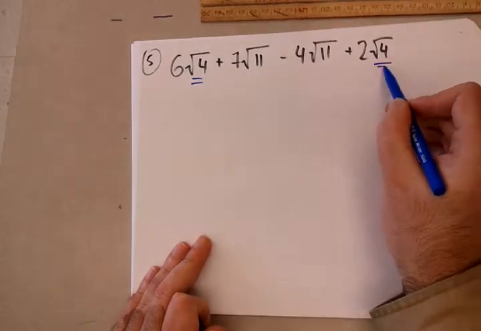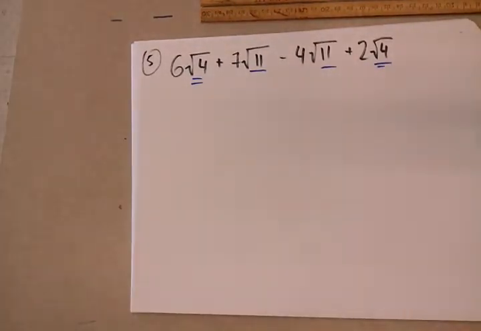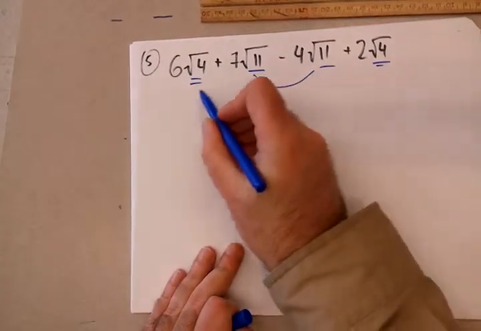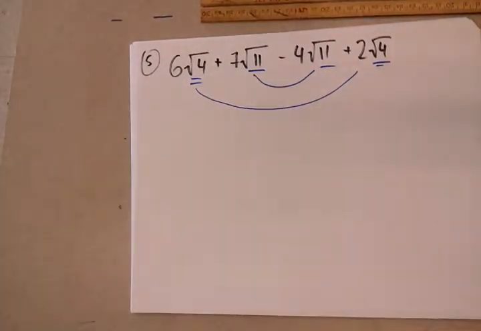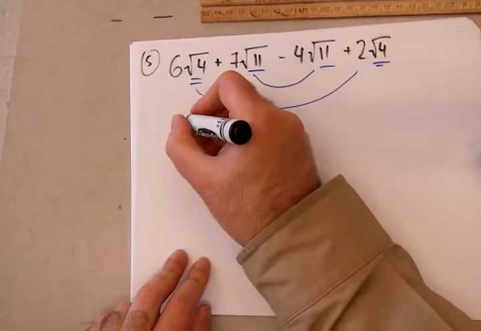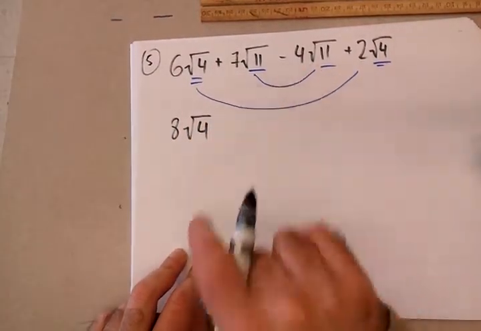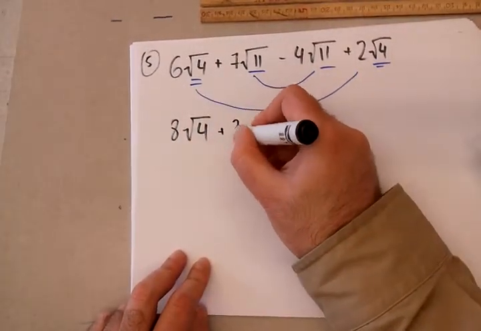So root 4, you can combine that. Root 11, you can combine those. So those two and those two go together. So 6 plus 2, that's 8 root 4. That's as easy as that. 7 minus 4, that's 3 root 11.